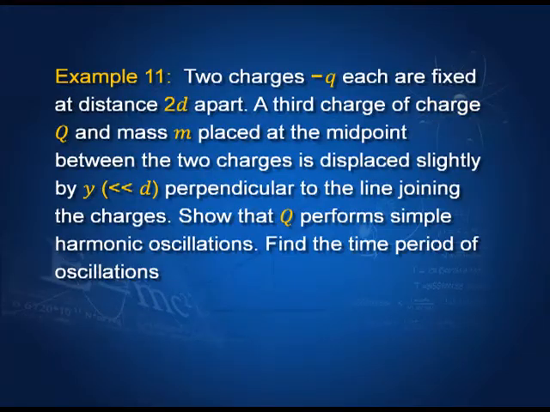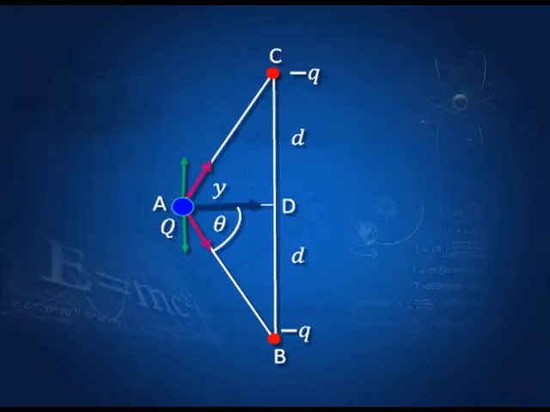Now, we shall do a few problems using the principles of electrostatics that we have learned so far. Here, two charges minus q each are fixed at a distance 2d apart. A third charge of charge capital Q and mass m is placed at the midpoint between the two charges and is displaced slightly. I will show you the diagram. Here we have minus q, this charge plus Q was placed here, and I displaced it slightly in this direction.